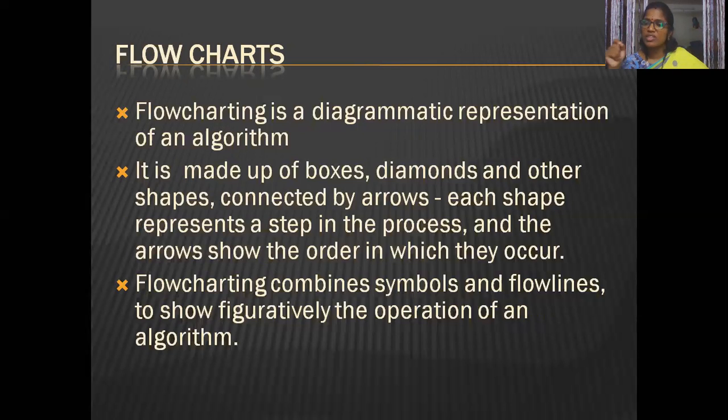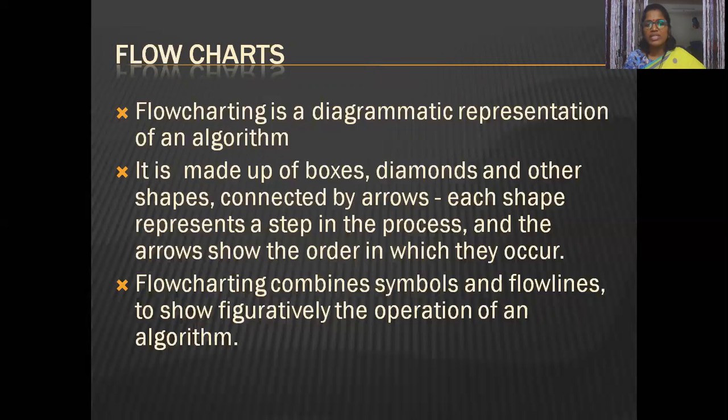Each shape represents different processes. And the arrow shows the order in which they occur, from where to where. It shows the flow from one box to another box. Each box represents some process, whether it is an input, an output, or an execution phase, what it is doing. So each step is shown in different boxes, and each box is connected in the flowchart with an arrow.